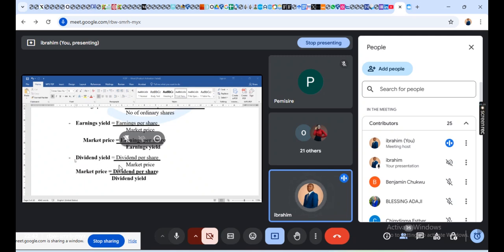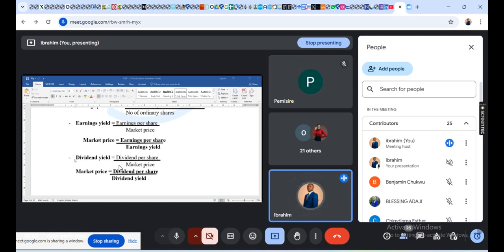Class, all these things are investment ratios. I will not take ratio, so you'll be the one to go and do ratio analysis yourself. And these are all investment what? Ratio. Right? Investment what? Ratio. Dividend yield. Dividend yield is what? Dividend per share divided by the market price.